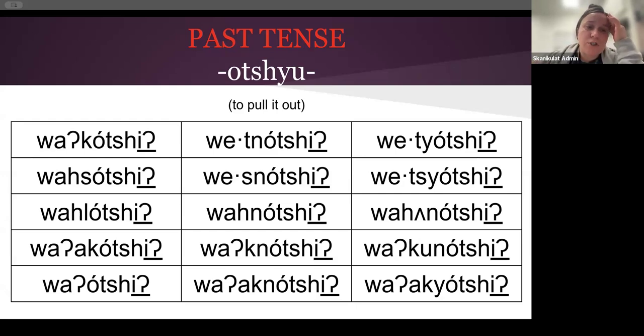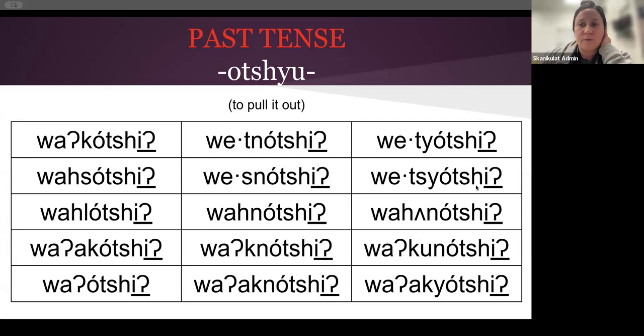So wasoch, wahloch, waagoch, waoch, wadenoch, wasnoch, wachnoch, wagnoch, waagnoch, wadioch, wajoch, wahanoch, wagunoch, waagyoch. And so those are the changes for the past tense.